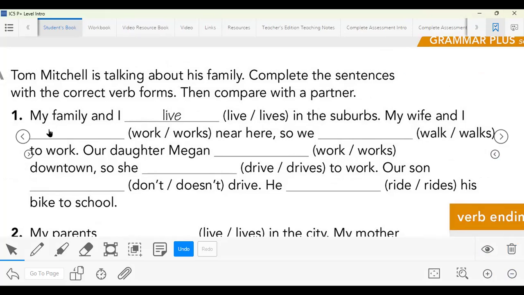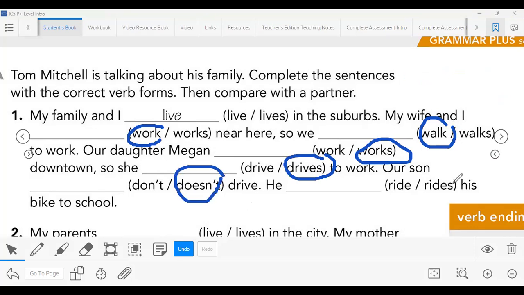I'm volunteer. Thanks a lot. Okay. My family and I live in the suburbs. My wife and I work near here. So we walk to work. Our daughter Megan works downtown. So she drives to work. Our son doesn't drive. He rides his bike to school.